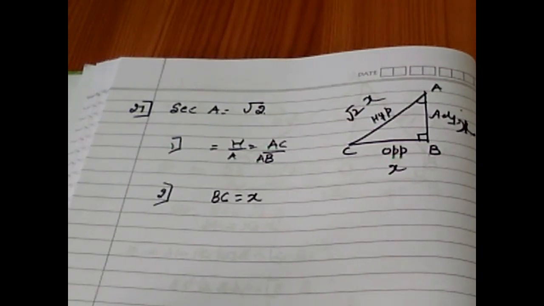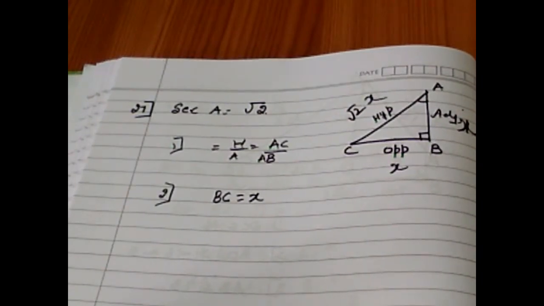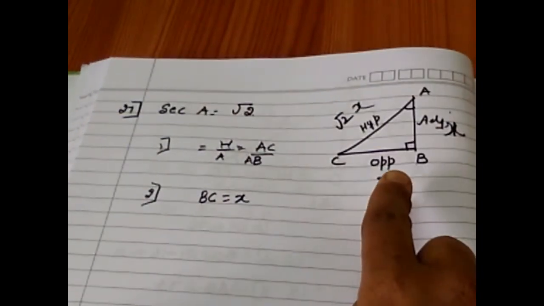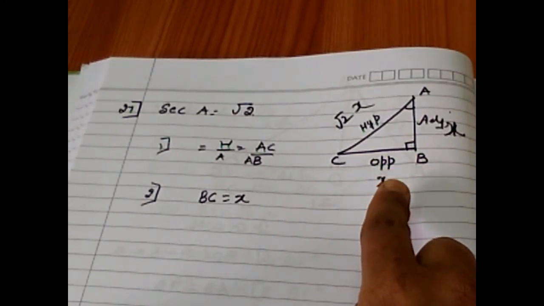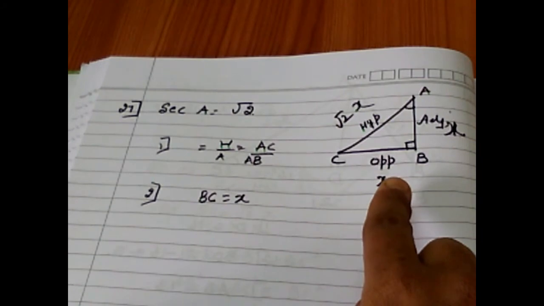Next I need to calculate cot A. Cot A is adjacent by opposite, that is AB by BC, that is equal to x by x, value will be equal to 1.